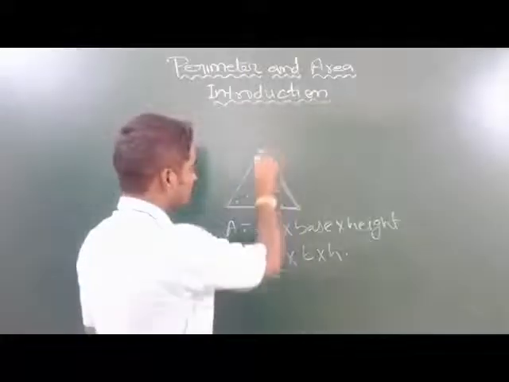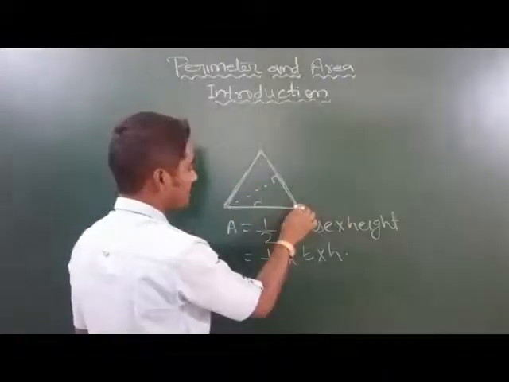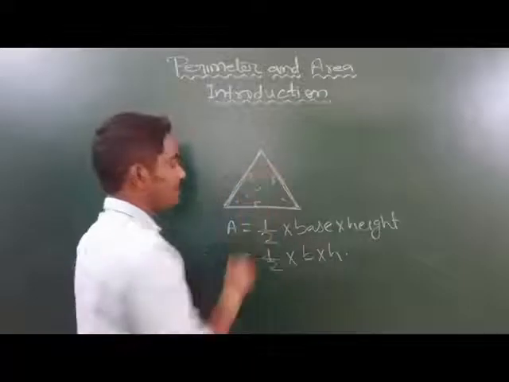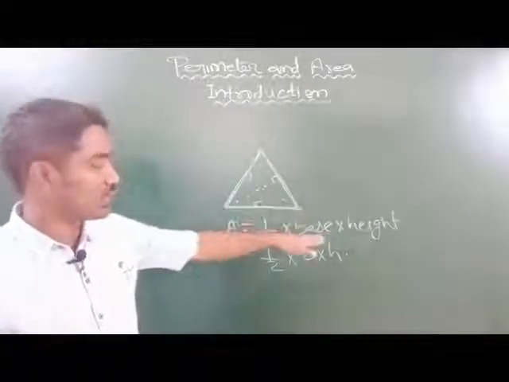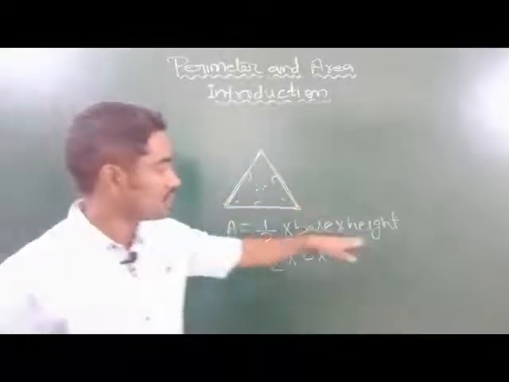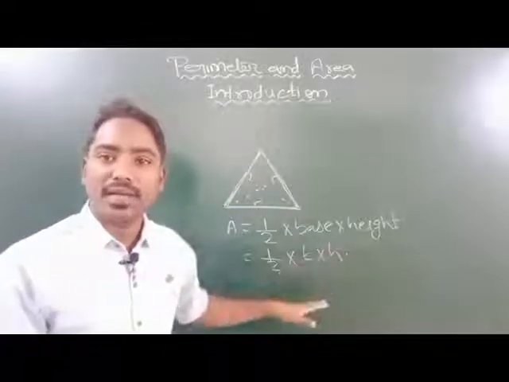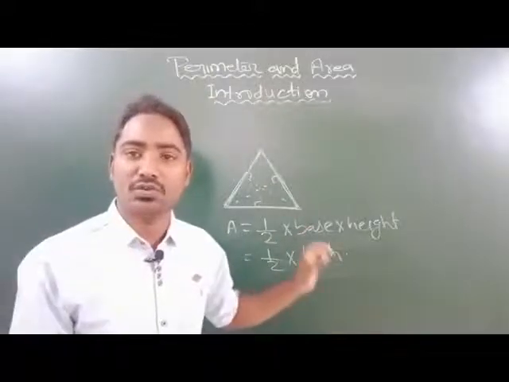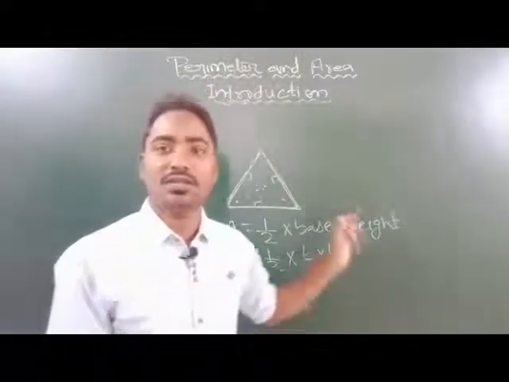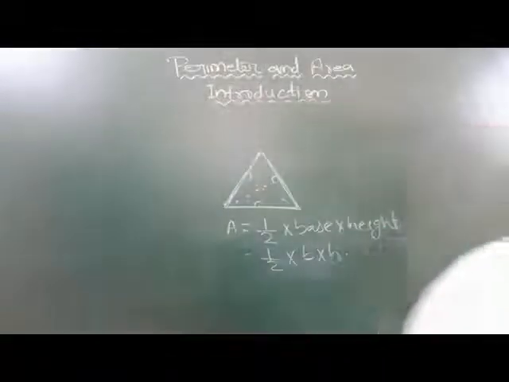Suppose this is the base. Then height will be drawn from here, this is the perpendicular. So whatever base value is given, put it here, whatever height value is given, put it here, and calculate the area of the triangle by using this formula half into base into height. Okay, this was about your triangle.